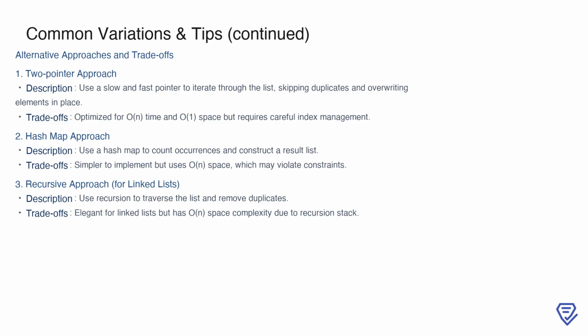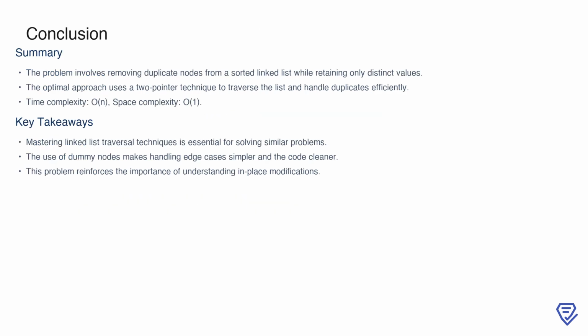Lastly, for linked lists, a recursive approach can be elegant. It involves traversing the list recursively and removing duplicates as you go. However, this method has an O(n) space complexity due to the recursion stack, which can be a drawback in environments with limited stack size. Each approach has its strengths and weaknesses, so choose based on the specific requirements and constraints of the problem. Great job!